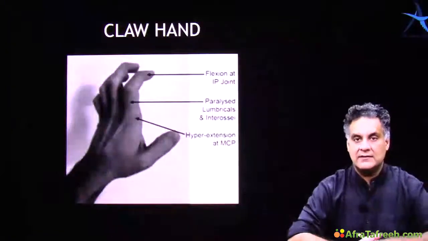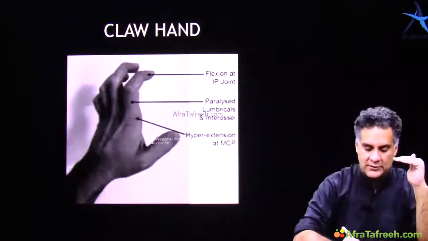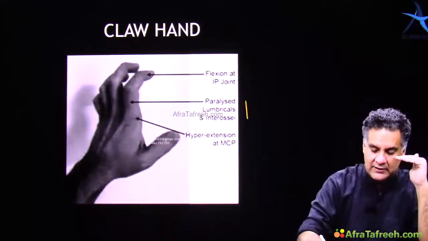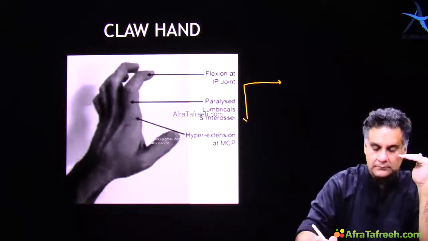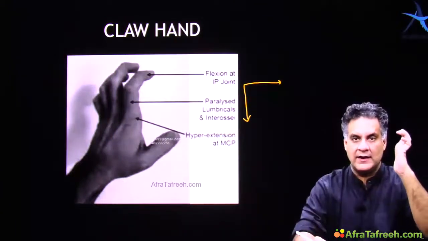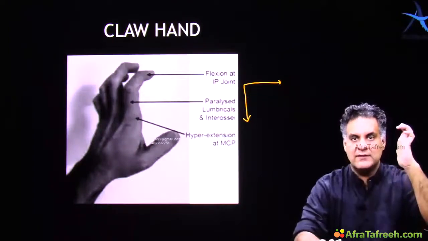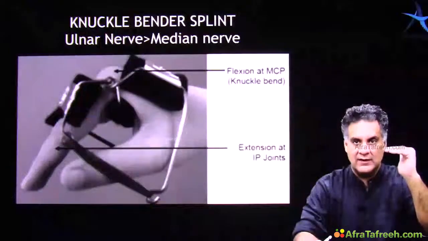The lumbricals make an L in your hand: they flex the metacarpophalangeal joint and extend the interphalangeal joint, so they make an L. When they are paralyzed, the opposite occurs, called a claw hand. When you give a splint for it, this is called a knuckle bender splint.